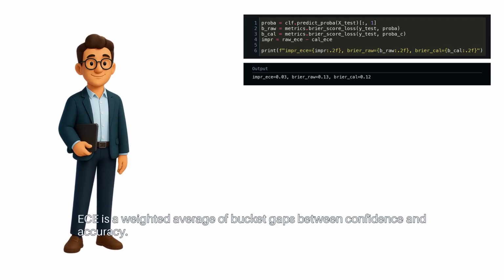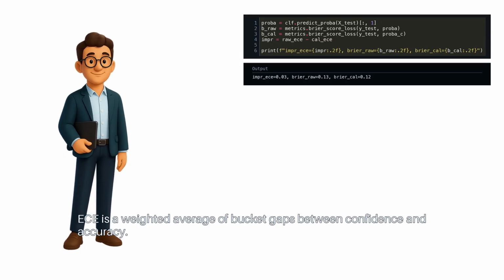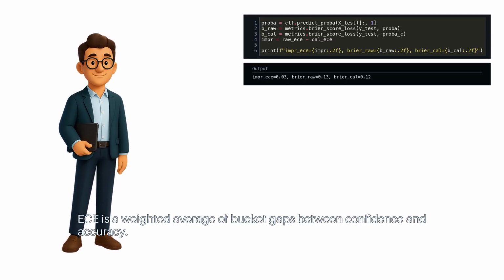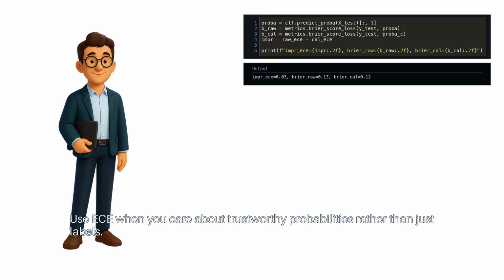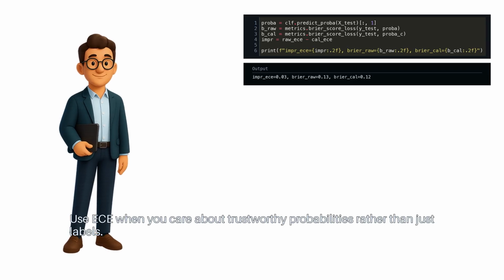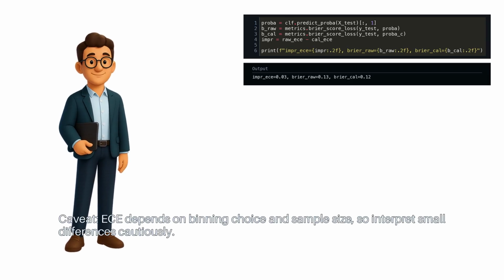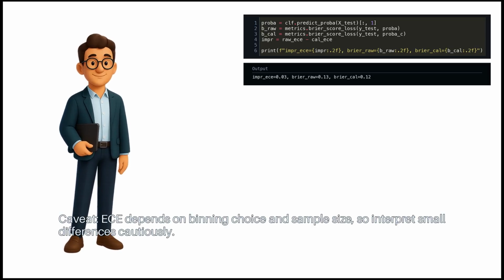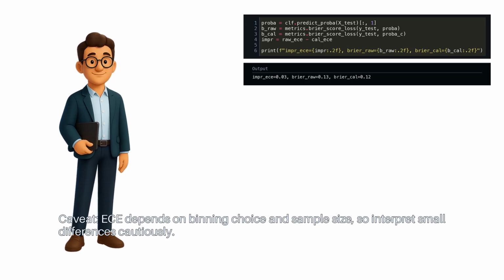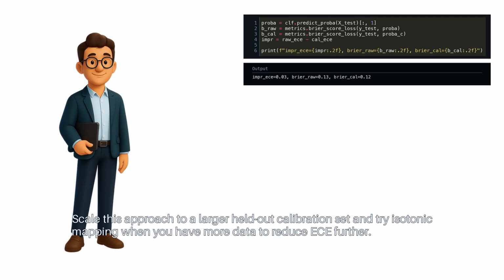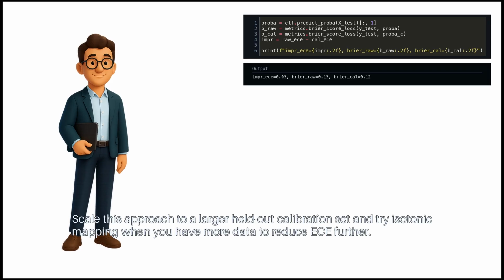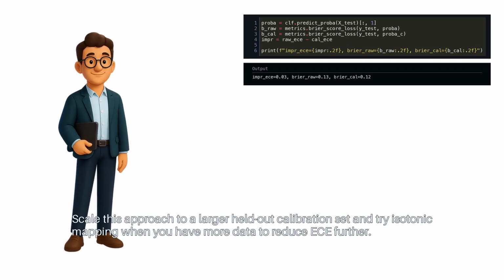Recap: ECE is a weighted average of bucket gaps between confidence and accuracy. Use ECE when you care about trustworthy probabilities rather than just labels. Caveat: ECE depends on binning choice and sample size, so interpret small differences cautiously. Next step: scale this approach to a larger held-out calibration set, and try isotonic mapping when you have more data to reduce ECE further.